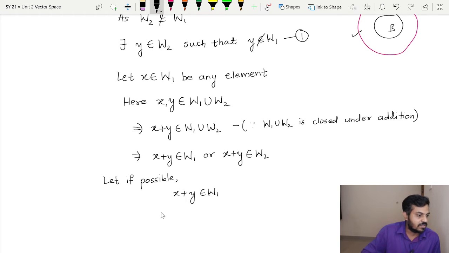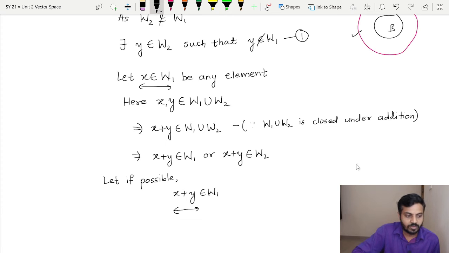So what will happen? According to what we have assumed, x is a member of W1, and again x plus y is a member of W1. You might remember one result: if we have an element of the vector space, the additive inverse of that is also an element of the vector space. And which is that property? That property is nothing but P4 of the 8 properties that we have studied.